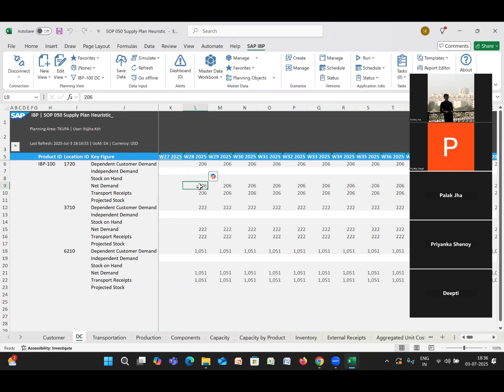And then because I have a net demand of 206 in week 28, I need to get a transport receipt, which is about getting this product at this DC in this week. So I have a demand of 206, that is the net demand, and I will get 206 in this DC.